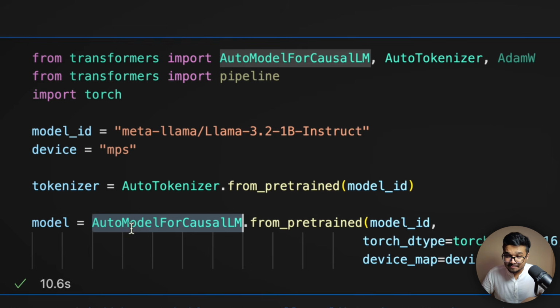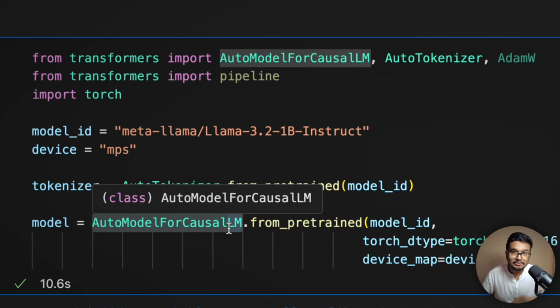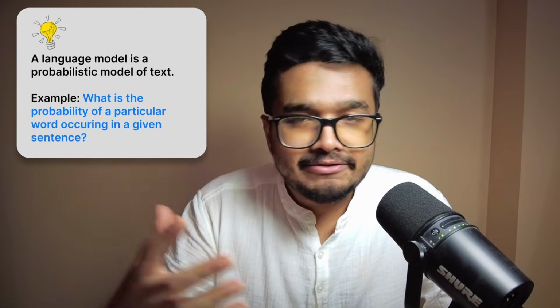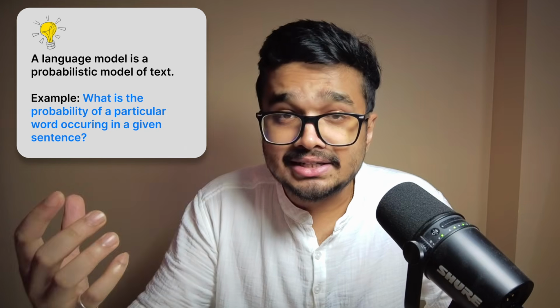So as you can see, the model is an auto model for causal LM. It's kind of interesting to understand what this causal LM thing stands for. LM basically stands for language model. What's a language model? A language model is a neural network that is able to form a probabilistic model of text or language. Basically, given some sentence, it can predict the probability of that sentence.